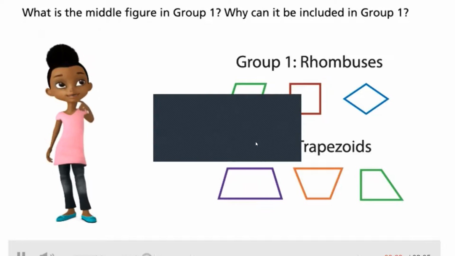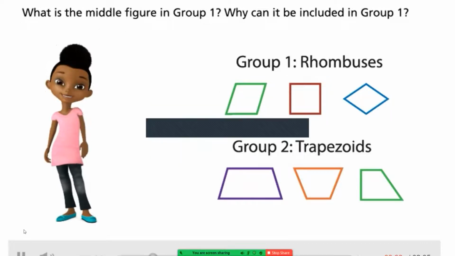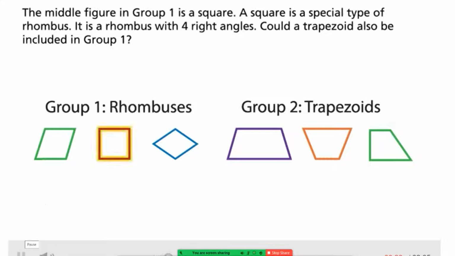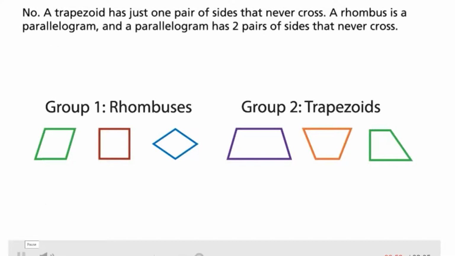What is the middle figure in Group 1? Why can it be included in Group 1? The middle figure in Group 1 is a square. A square is a special type of rhombus. It is a rhombus with 4 right angles. Could a trapezoid also be included in Group 1? No, a trapezoid has just one pair of sides that never cross. A rhombus is a parallelogram, and a parallelogram has 2 pairs of sides that never cross.